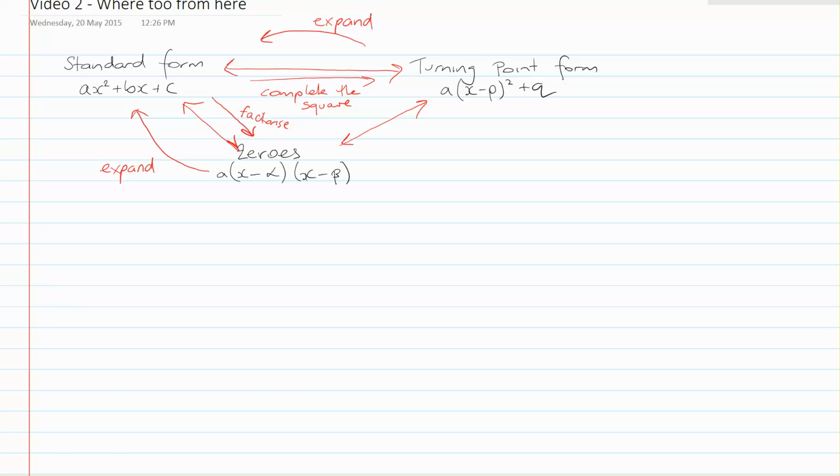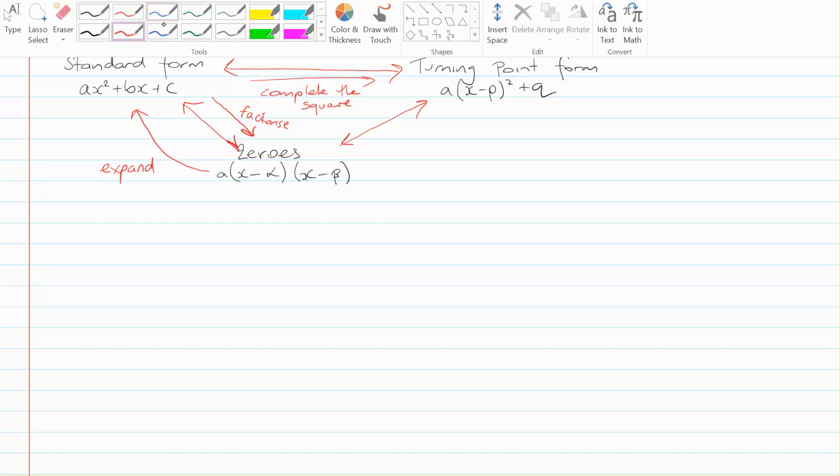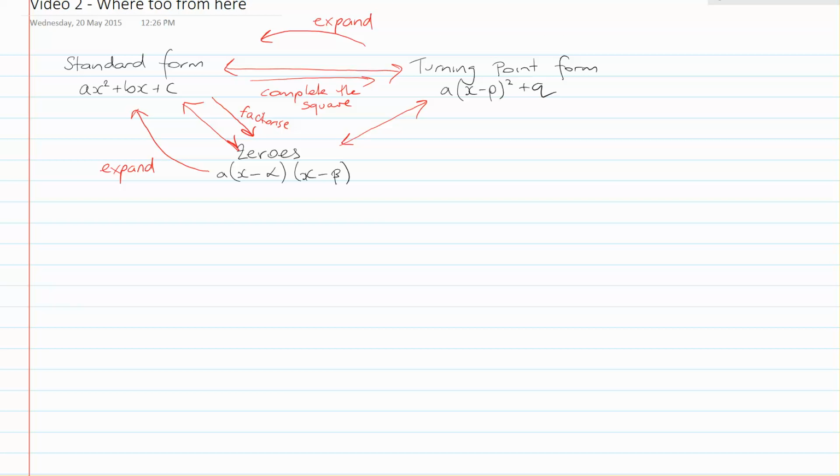And that leaves one section. And unfortunately, it is quite difficult to move from zeros form to turning point form, or turning point form to zeros form. What you need to do to get from turning point form to zeros form is you follow the line to standard form, and then you follow the line to factored form. So to go from turning point form to zeros form, you expand into standard form, then you factorize. So zeros form to turning point form, you expand into standard form, and then you complete the square to get into turning point form.